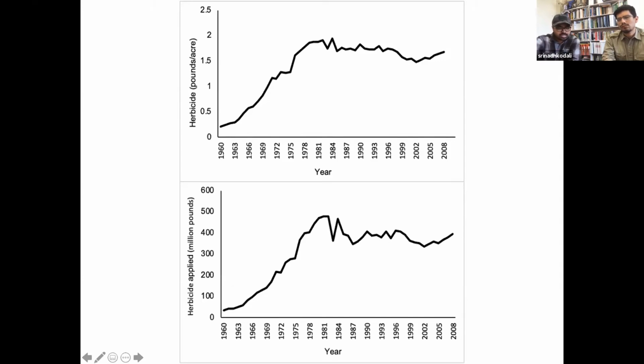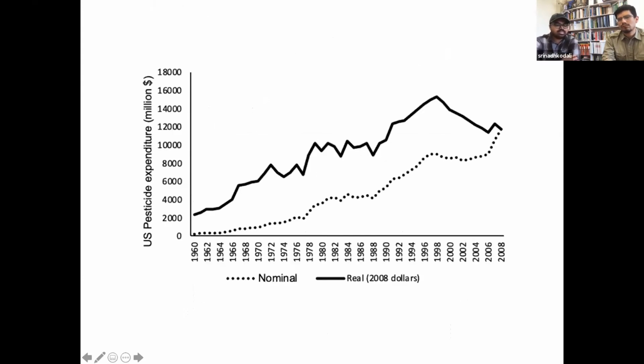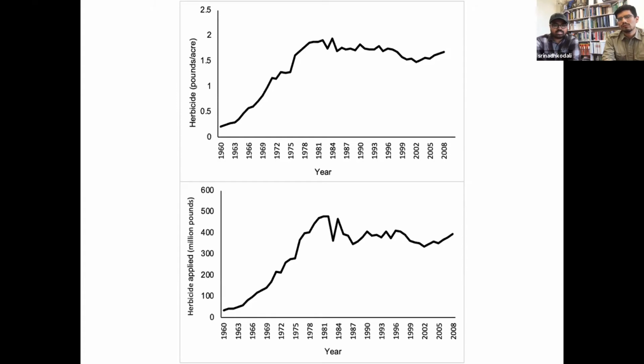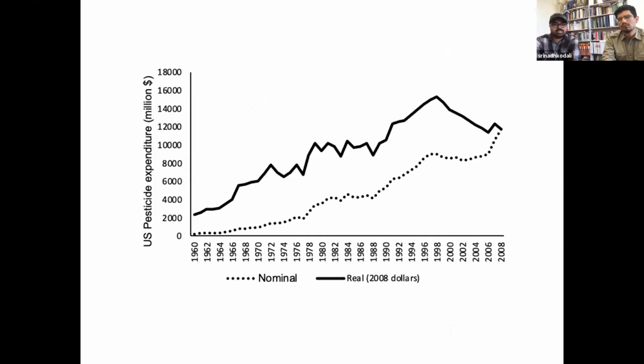So that's that. And here is the graph representing the total pesticide expenditure in $1,000,000. One of the important things to remember here is, even though the herbicide application has plateaued between around 300 to 400 million pounds, the cost of the herbicide has kept on increasing even after the 1980s.